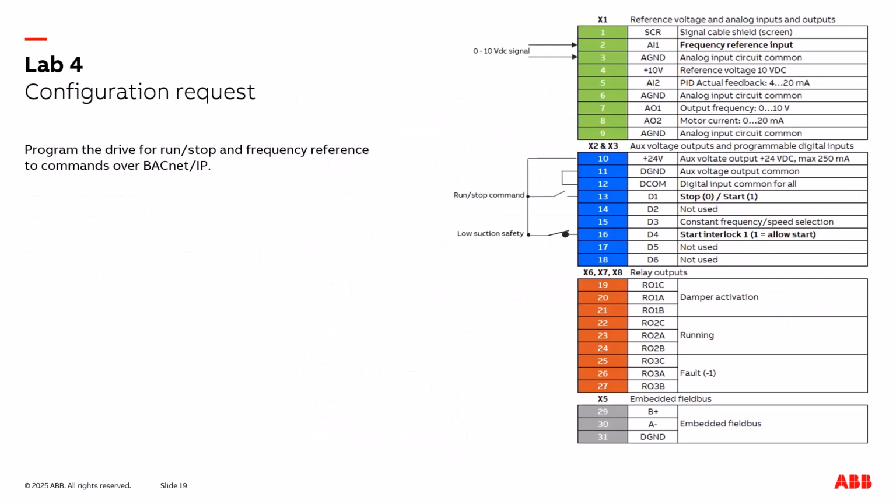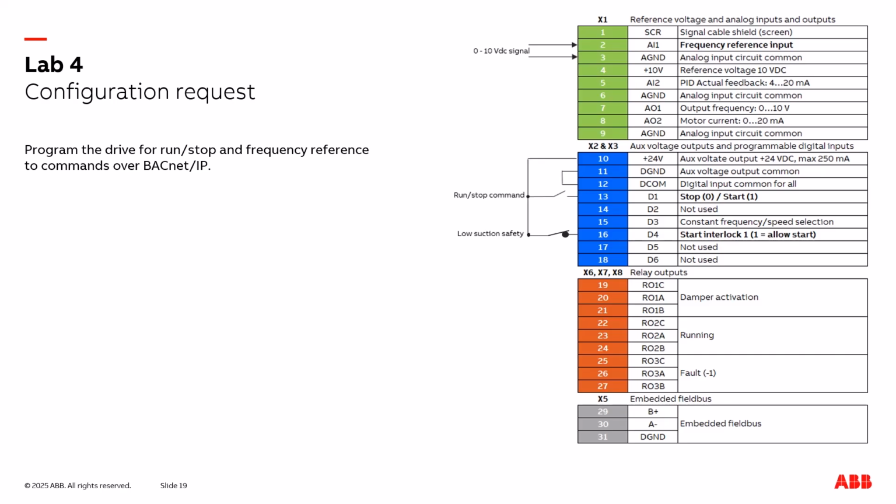In Lab 4, we're now being asked to set up the drive so the run stop command and frequency reference now come over BACnet IP. Previously in Lab 3, we had just set up the drive for monitoring purposes only. So on the right is our current setup with hardwire controls for run stop command and a 0 to 10 volt signal in the drive.